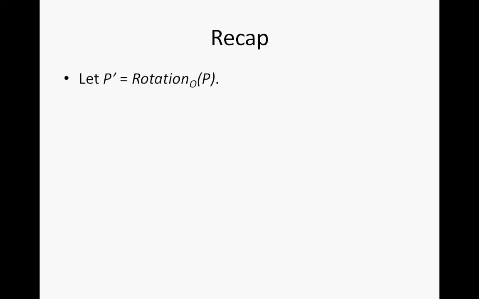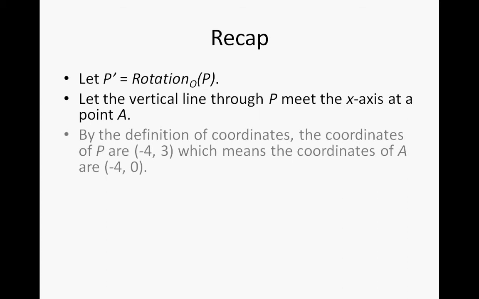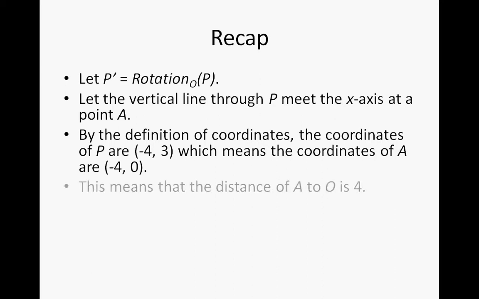So if P prime is going to be the rotation around O of P, and we're going to let the vertical line through P meet the x-axis at point A, then by definition of coordinates, the coordinates of P are -4, 3, which means that the coordinates of A are -4 and 0. So this means that the distance of A to O is 4.